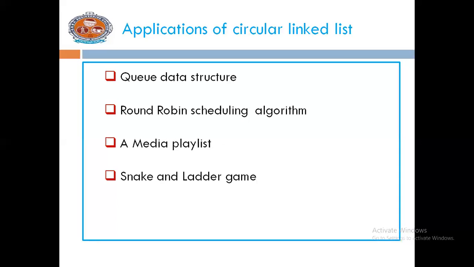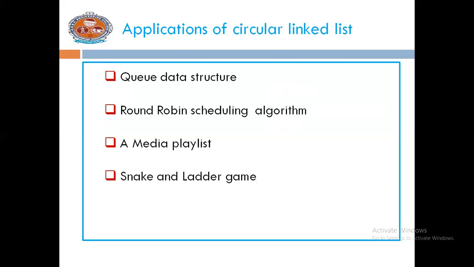So at last, I'm going to discuss what the applications of a circular linked list are. Queue data structure can be implemented by using circular linked list, and the time sharing operating system, which is the round robin scheduling algorithm, can be implemented by using circular linked list. Here are some more real-time applications of circular linked list: a media playlist and the snake and ladder game. A media playlist repeats endlessly, where the tail song node would point to the first song node.